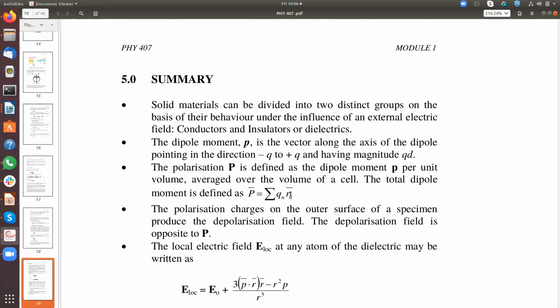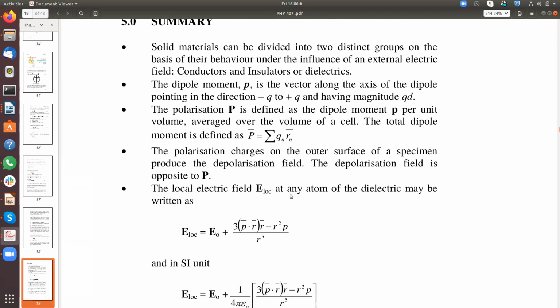Then depolarization charges on the outer surface of a specimen produce the depolarization field. The depolarization field is opposite to polarization. When you have polarization, the opposite is what? Depolarization. So the local electric field at any atom of the dielectric may be written as this.